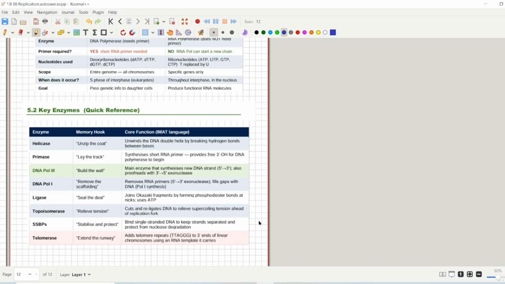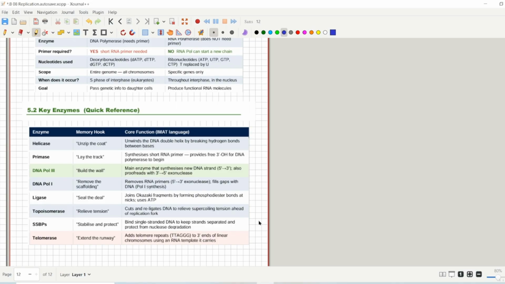and then you will have topoisomerase enzyme. Topoisomerase enzymes help the helicase enzyme to relieve the tension, to help in the uncoiling, right? And you have SSBP that will stabilize so that both the strands of the DNA don't come back together, and you have telomerase enzyme that will help to extend the whole process, right? So these are the enzymes and their functions, so that you don't mess up their function in your final exam. So we have summarized the whole replication process until now.